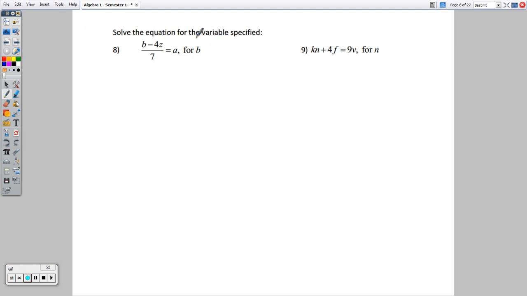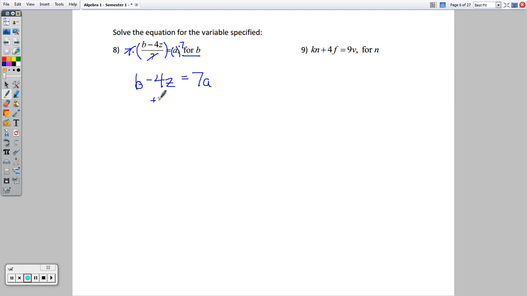Number 8, solve the equation for the variable specified. So we're going to solve this one for b. So it looks like I have the whole thing divided by 7. To get rid of that divided by 7, multiply both sides by 7 first. The 7 here would cancel with the divided by 7 there. You'd have b minus 4z would equal 7 times a, 7a.